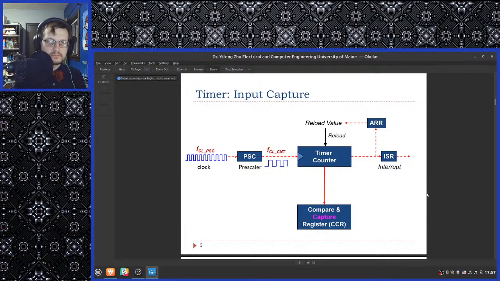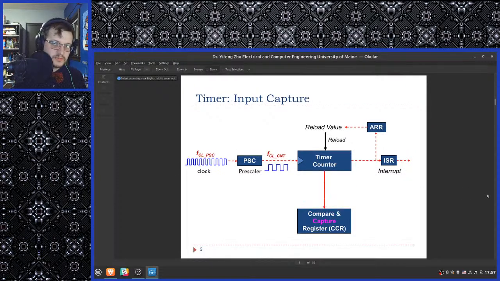By comparison, if we have input capture, the timer is going to wait for another signal to come to it, and when it receives a rising edge from another location, it will store the current value of the timer in the compare and capture register. So it will capture the current time in that register, and that register can then be read by the software.